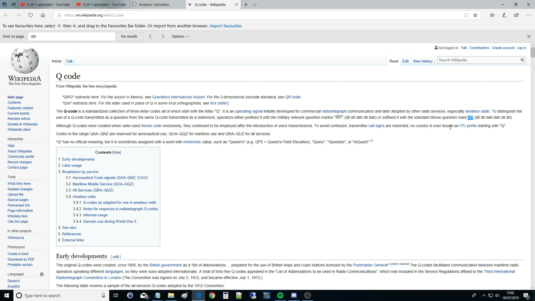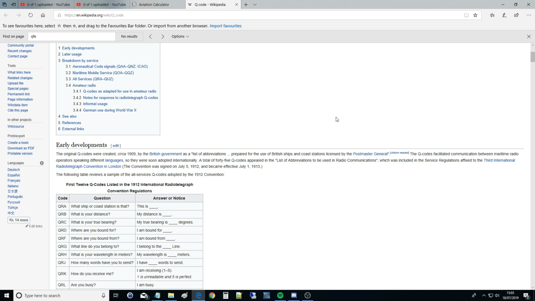No country is ever issued with an ITU prefix starting with a Q. Q, the letter at the beginning, has no official meaning. It's sometimes assigned with a word with mnemonic value, such as Queens, e.g. QFE, Queens airfield elevation, query, question, or request. The cool thing about this is 110 years later in aviation, we're still using QNH and QFE as it was used 110 years earlier. I think that's cool.